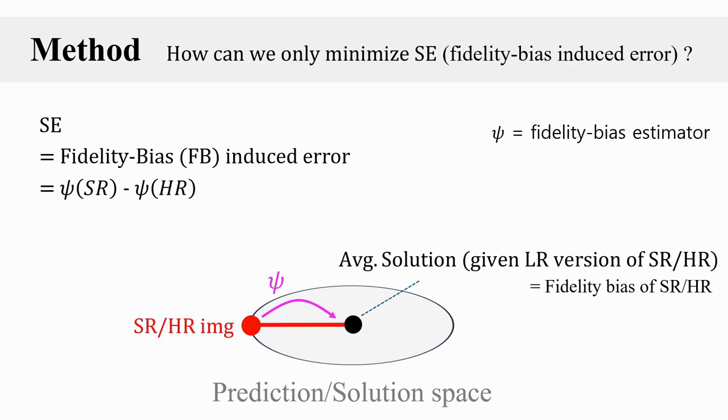Instead of using the conventional LPIX loss, which we know leads to blurring due to pixel-wise averaging, we propose a new approach. We use the fidelity bias estimator psi to compute a new loss function, which directly measures and minimizes SE. By training our SR model to reduce the systematic error rather than per pixel differences, we can maintain sharp perceptual details, improve fidelity without sacrificing perceptual quality, and also avoid the blurring effect of traditional pixel-wise losses. This means that our method effectively substitutes LPIX with a loss function that directly targets fidelity bias, leading to a better balance between realism and accuracy.